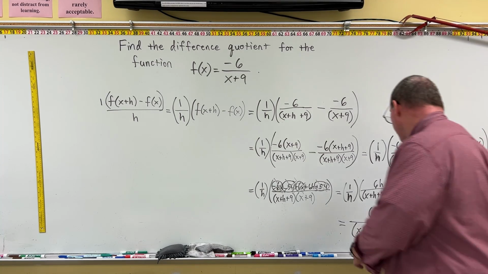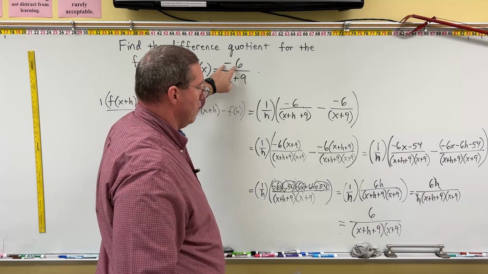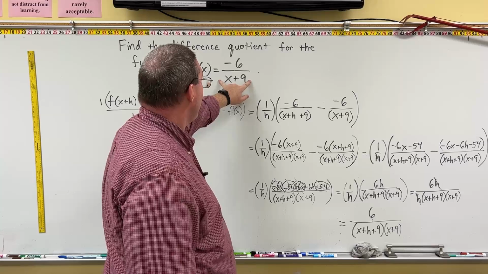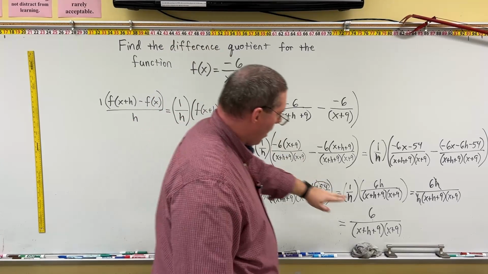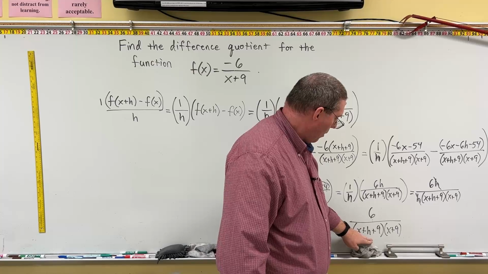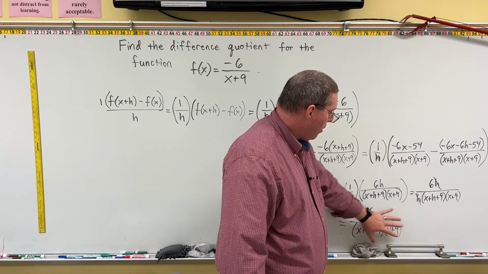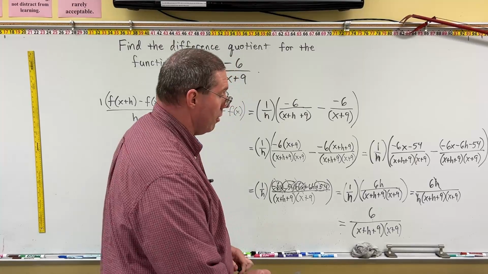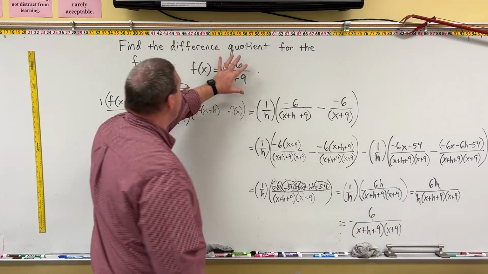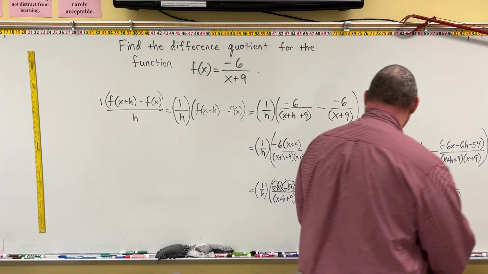Now I want you to notice the connection here, that we started with negative 6 up here, and now we have a positive 6 down here. We started with an x + 9 here, and we have an x + 9 here. And then next to it, multiplied by it, we have an x + h + 9. And so this creates a sort of pattern. It's a really great pattern, where if we had another one that looked very similar to this, the answer would also look similar to this.